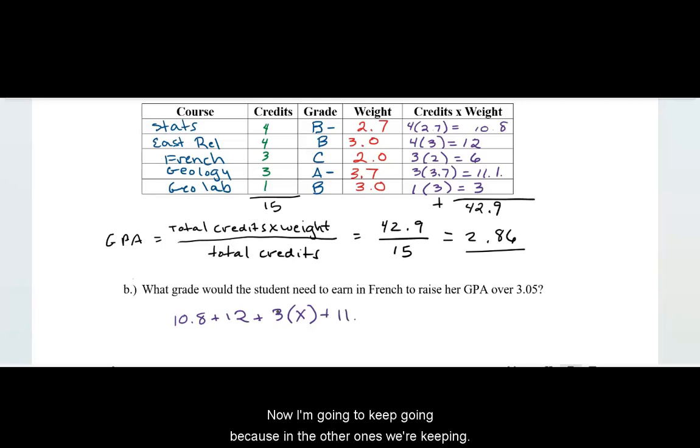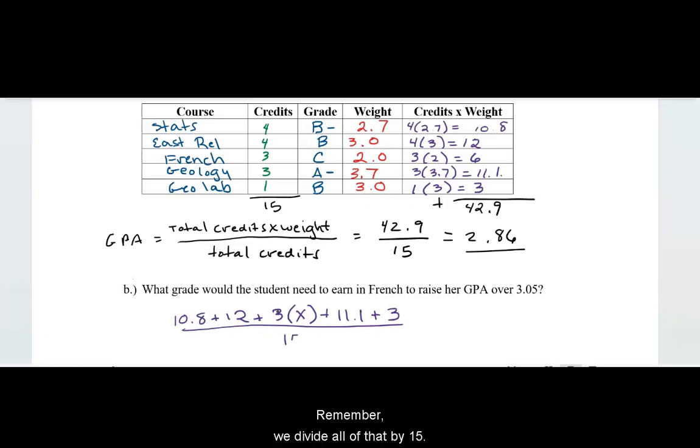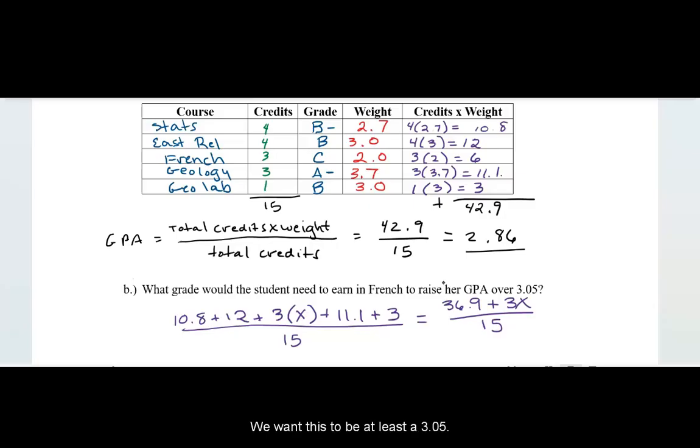Now I'm going to keep going because in the other ones we're assuming that we're keeping all of that. And then we're dividing, remember, we divide all of that by 15. Okay, let's keep going. I'm going to add these 4 numbers, but leave the 3x. So add all of the numbers, but not the 3x. So if I add up all those numbers, we get 36.9 plus the 3x. Can't add those with the numbers. Divided by 15. What do we want this to be? We want this to be at least a 3.05. Okay, so I'll just put 3.05.